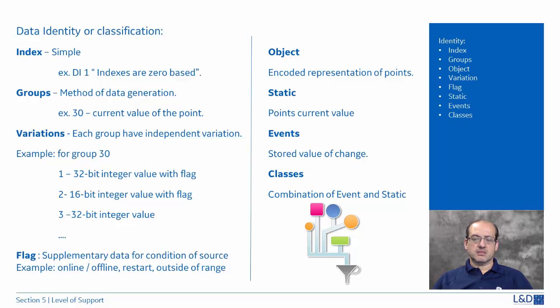And that data could have many variations. So we could have a 32-bit integer value with certain flags, or a 16-bit integer value with a flag, or a 32-bit integer value without any supported flag. So the flags were information or metadata that would say whether the points are online or offline.